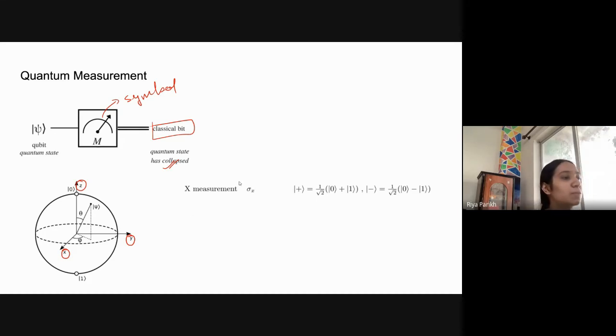Okay. So for X measurement, these are the bases: plus X and minus X. So the X-axis on the Bloch sphere, I will extend it a bit.